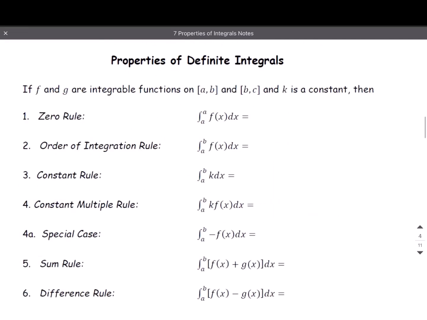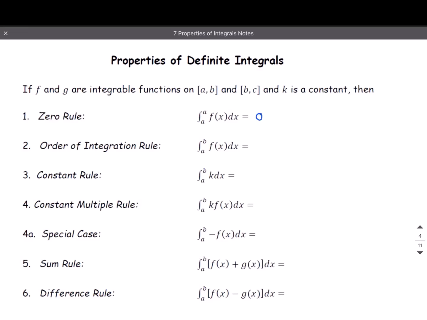Nice. Okay, so now we're going to formalize those properties. So the first thing is that f and g are integrable functions. We can take the integrals. We're on closed intervals from a to b and b to c, and k is some constant. Then the 0 rule tells us if we do the integral from a to a of f of x dx, that's 0.